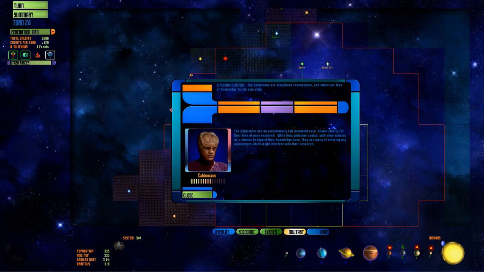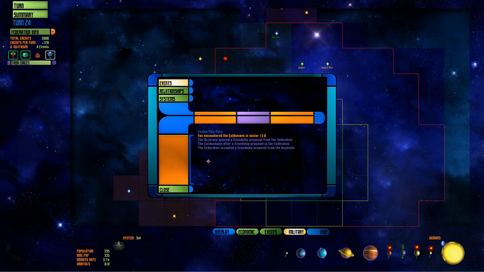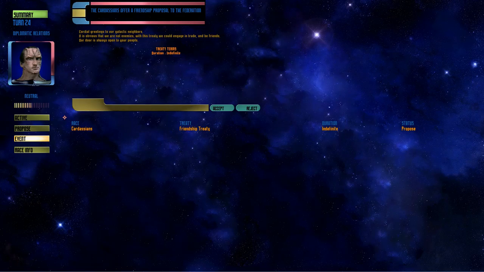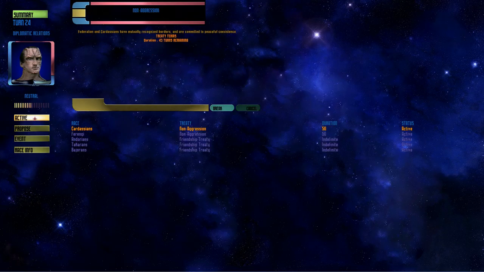An alien culture has been discovered. The Caledonians are disciplined researchers and share our love of knowledge for its own sake. So we found diplomatic messages have been received. Okay, Cardassian want friendship. See what they want. Okay. Treaty will be accepted. I will accept that. That's interesting. So we have non-aggression between these two and friendship with these three. Andorian, Takaran, Bajoran.